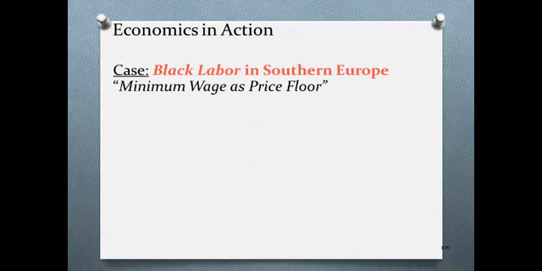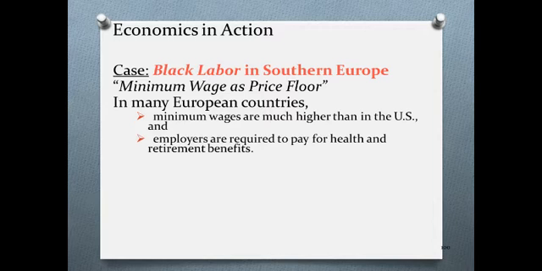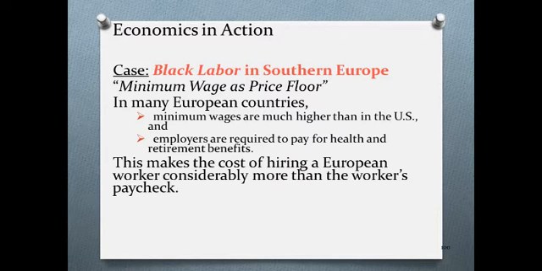Economics in action. Let's look at this case: black labor in Southern Europe, so under the table labor. Minimum wage is a price floor. In many European countries, the minimum wages are actually a lot higher than in the U.S., and employers are required to pay for health and retirement benefits. This adds significant costs onto the employers. This makes the cost of hiring a European worker a lot more than the actual paycheck. It's not just the hourly wage or their salary. You've got to think about paying for their retirement. You've also got to think about paying their health care, which in many cases is worth more than their actual salary.